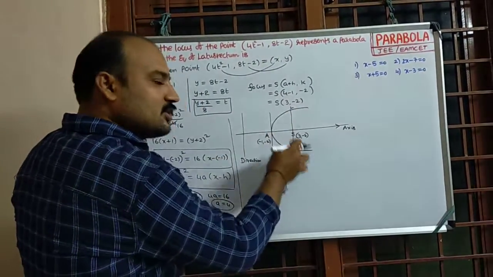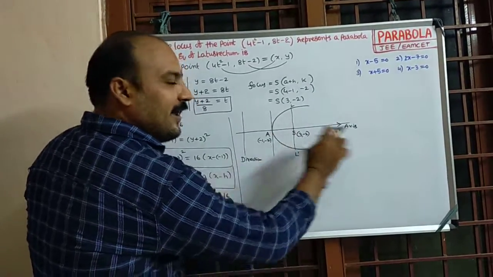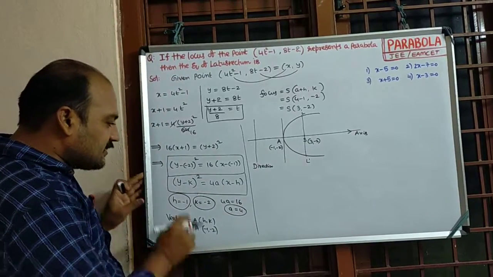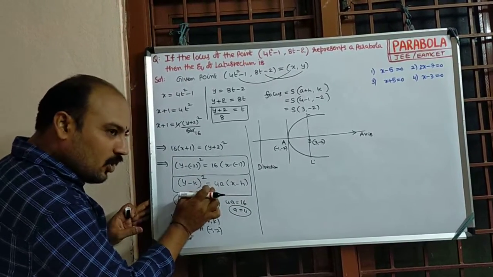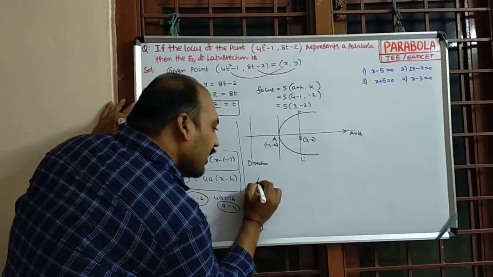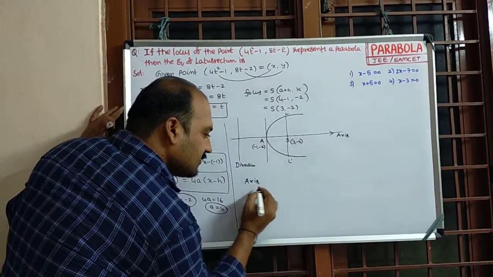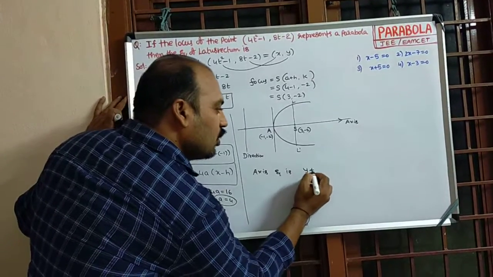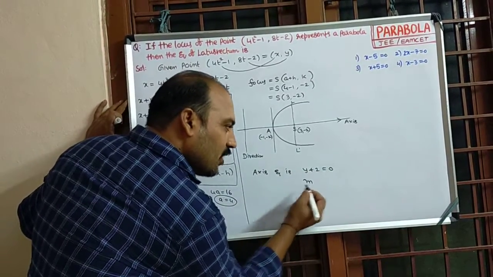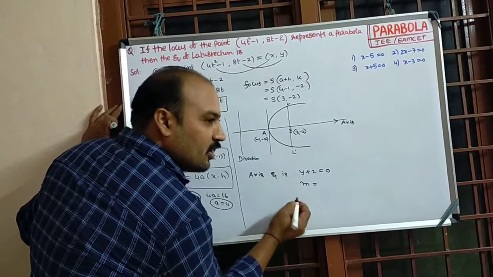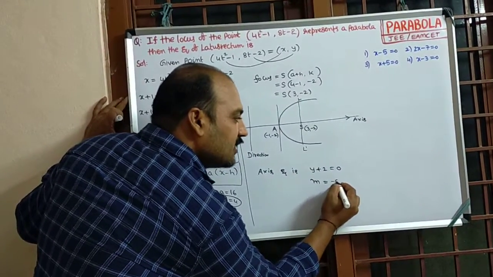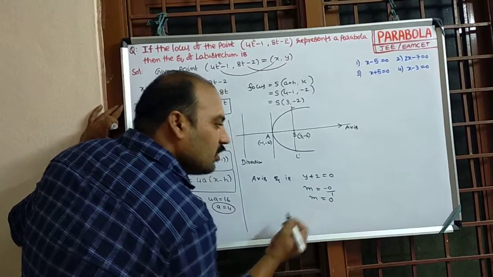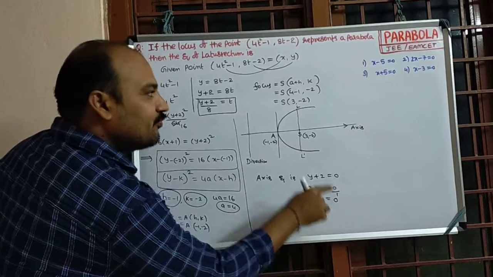So the slope of LL' is perpendicular to the axis. First, the axis equation. What is the axis here? The axis of this parabola is y − k = 0, so the axis equation is y + 2 = 0. What is the slope of the axis? m = −(x coefficient)/(y coefficient) = −0/1. Zero by anything is 0. So the axis slope is 0.